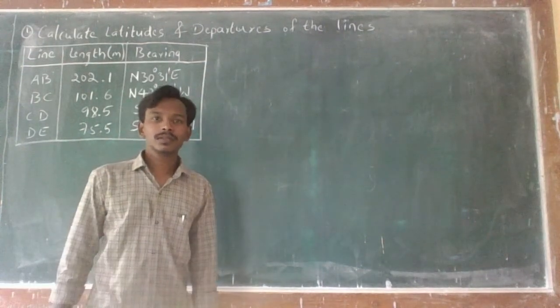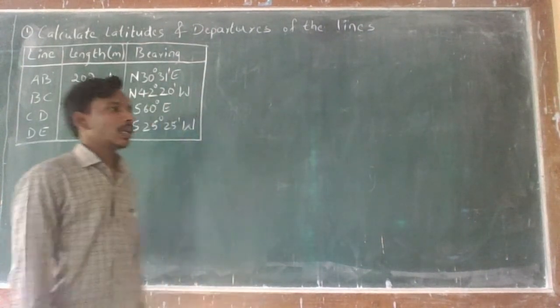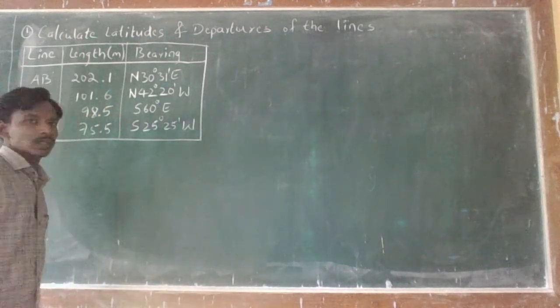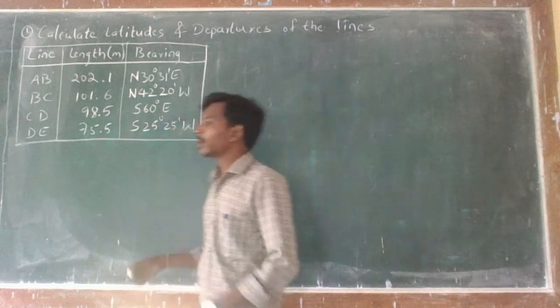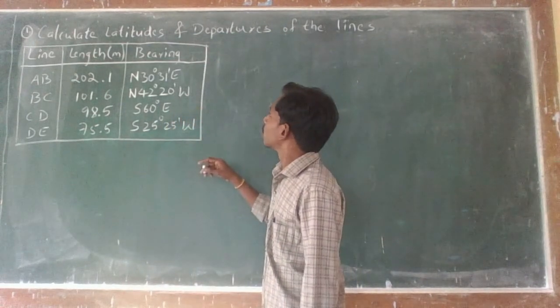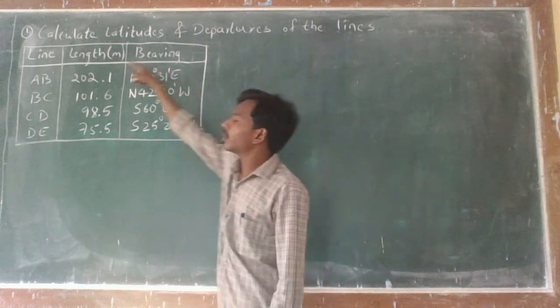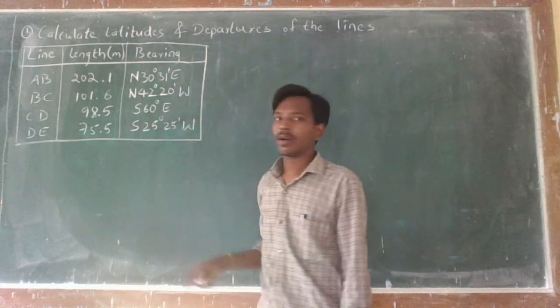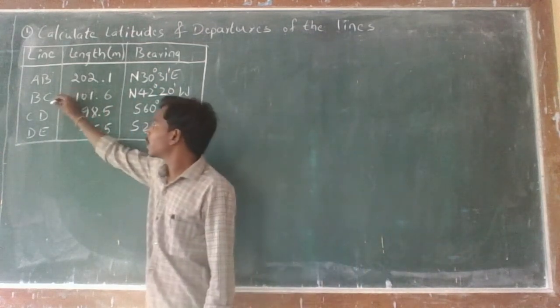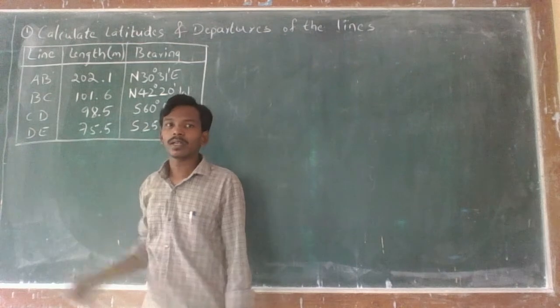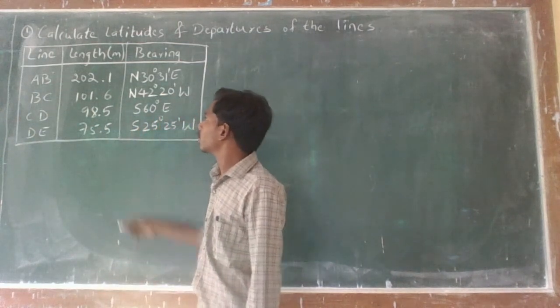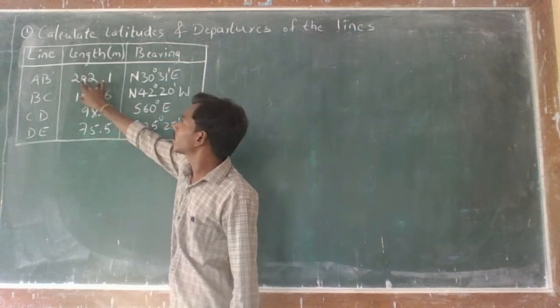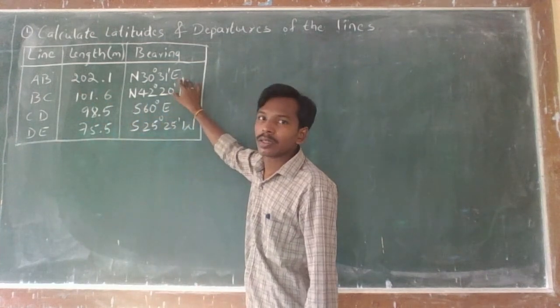Hello everyone. So let's learn the problems of latitude and departure. Here they have given the length and bearing of the lines AB, BC, CD and DE. These are the four different lines and they have given the respective lengths and bearings.